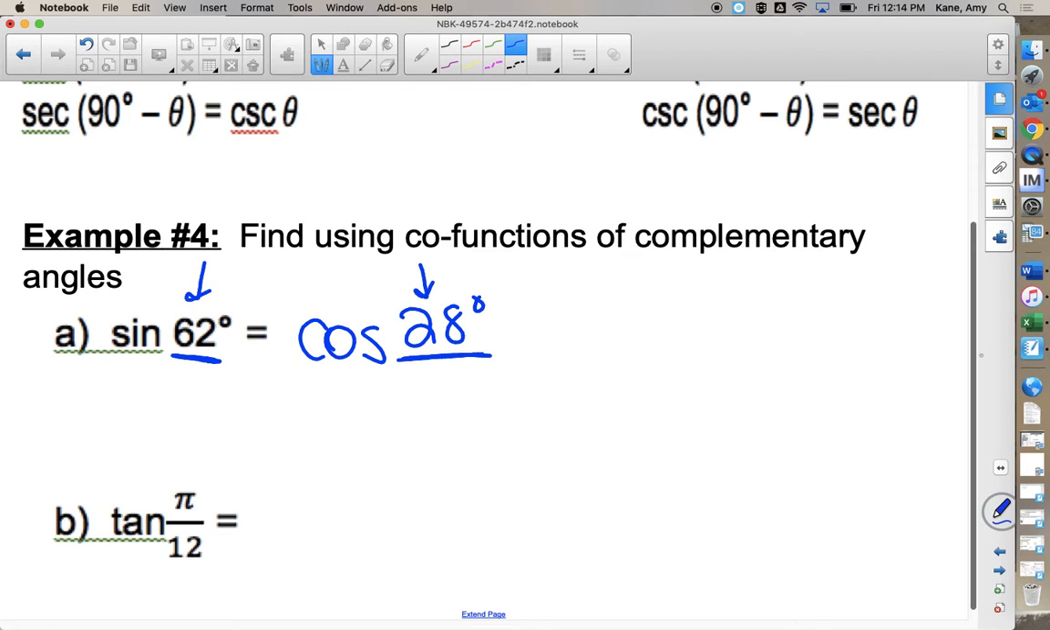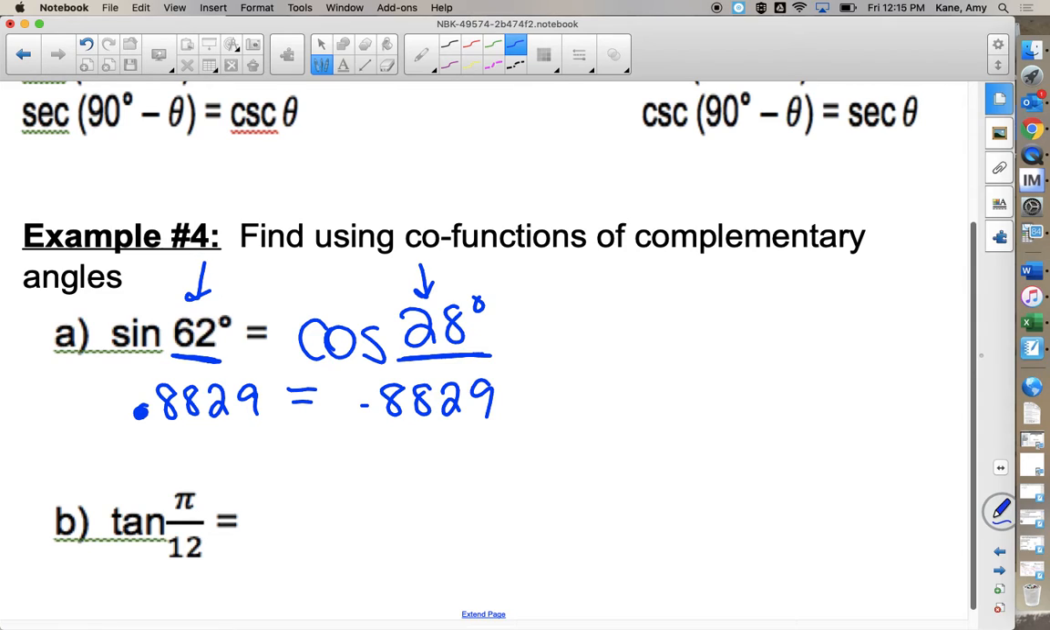Scott, you have your calculator on your desk. Just make sure it's in degrees. Just checking to see, like, does this really work? Is it true? If you can put in the sine of 62 and then the cosine of 28. And what are the answers? And those are definitely equal. So it is true, they are co-functions when you have complementary angles. So sine and cosine, tangent and cotangent, secant and cosecant.